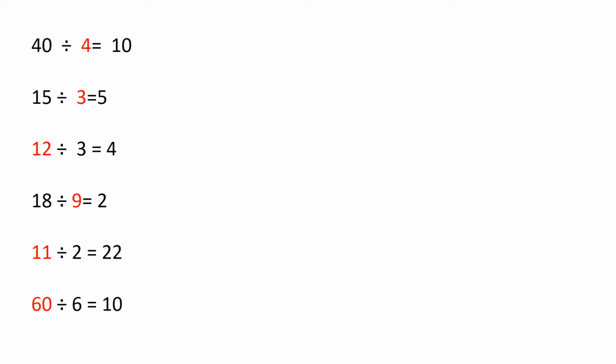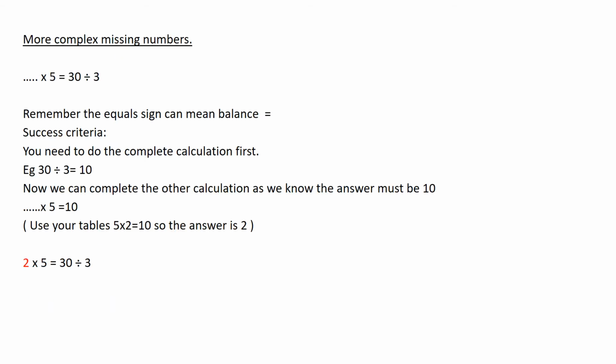And the next one, something divided by 6 equals 10. So again, I can use my times tables to work those out. 10 times 6 equals 60. So Year 2, you can either now do sheet number 1, or you can continue to do some more complex missing numbers. So here you'll see it's something times by 5 equals 30 divided by 3.